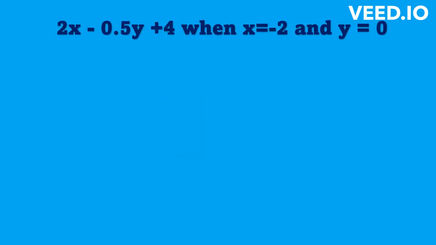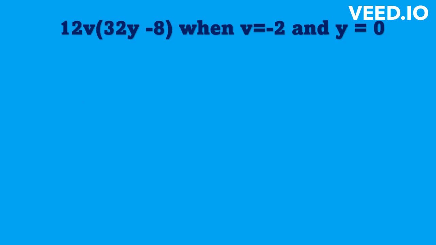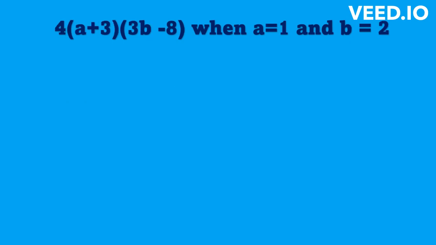So we have one more expression here. They have given the values of x and y. Let's substitute. So the answer is 0 here. Let's work on these expressions in the classroom. Remember, we need to do the parenthesis first.